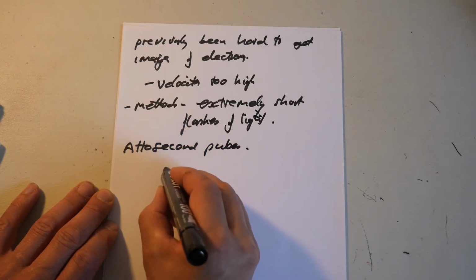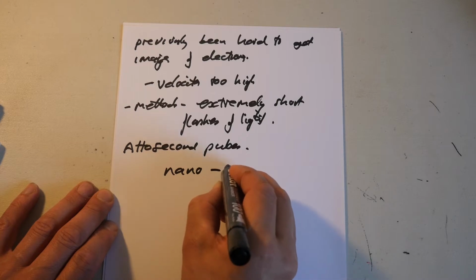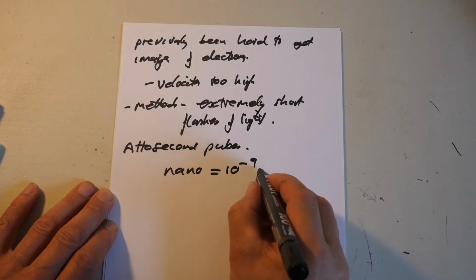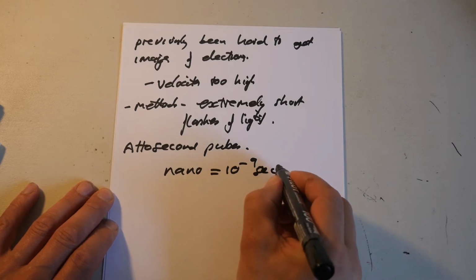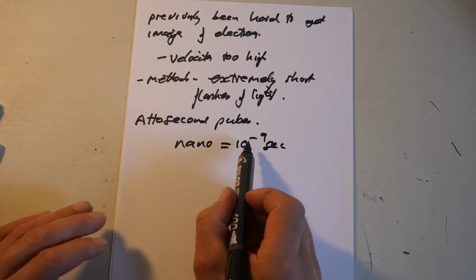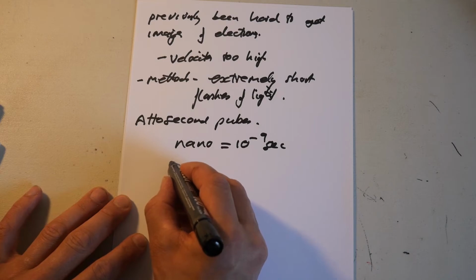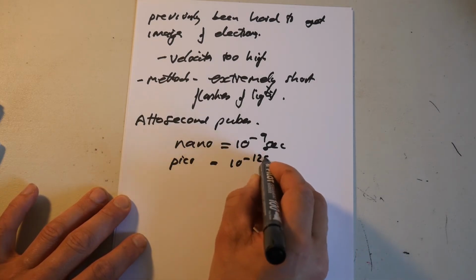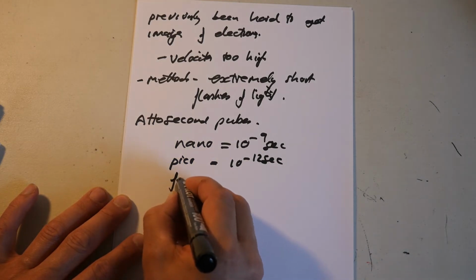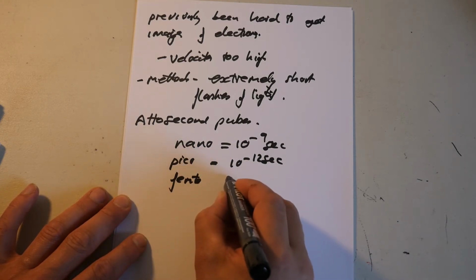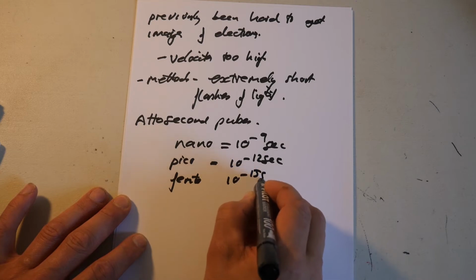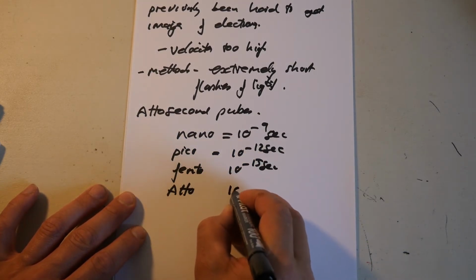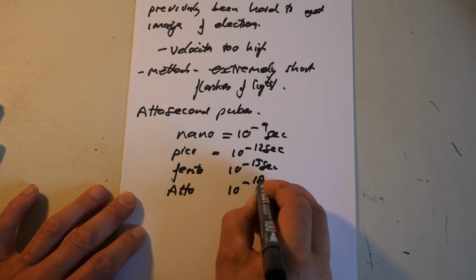Nano is 10 to the minus 9 of a second, then pico, which is 10 to the minus 12 of a second, and then femto, which is 10 to the minus 15 of a second, and then atto, which you guessed it, is 10 to the minus 18th of a second.